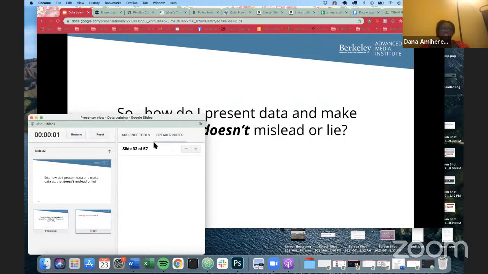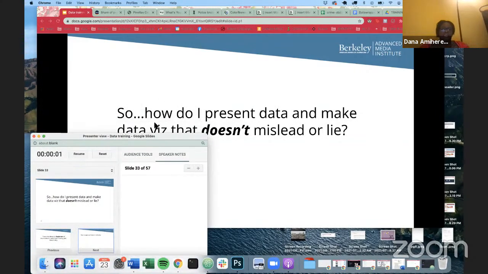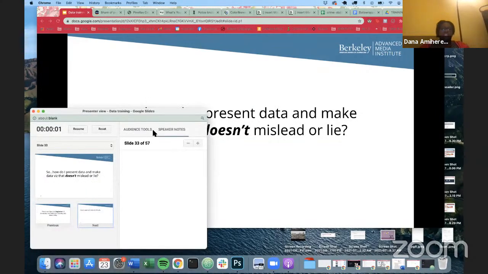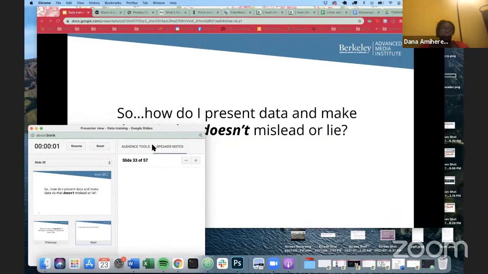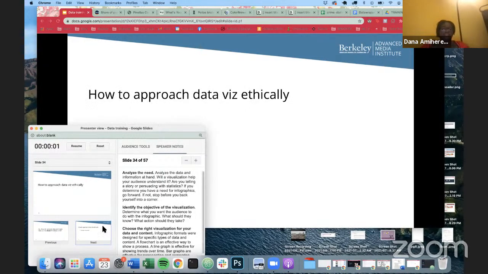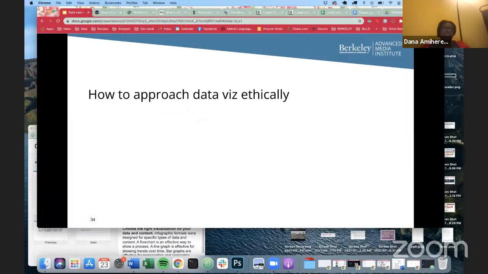So how do you present data and make data viz that doesn't mislead? Or really, like that last example, it's more like lying. So how do you do better than that? To approach data viz ethically, I've boiled it down to three different steps.